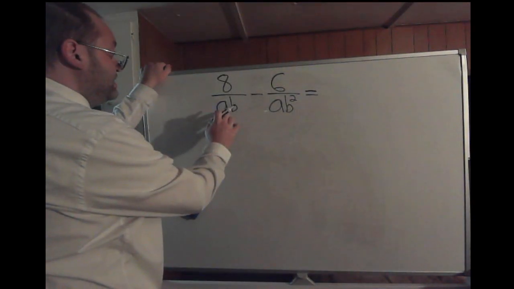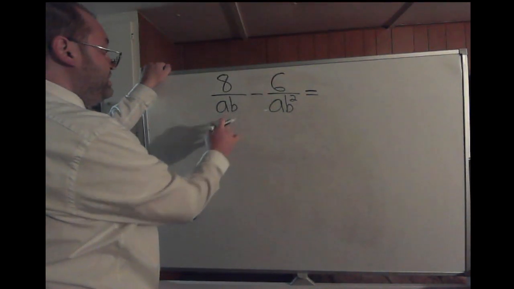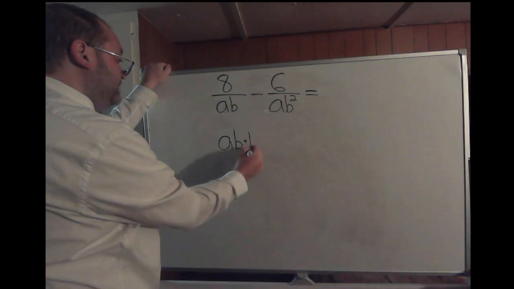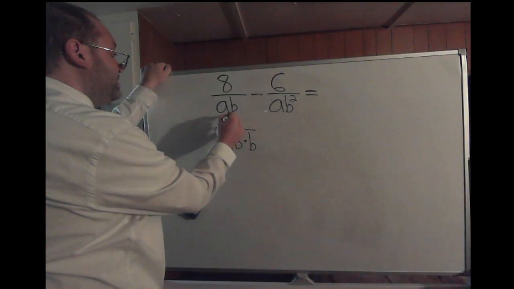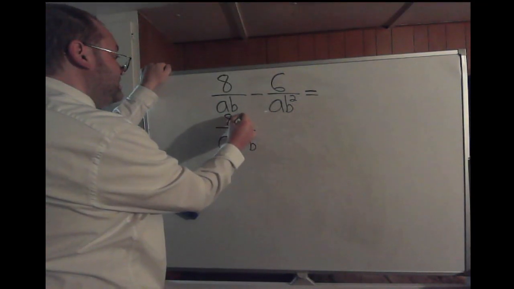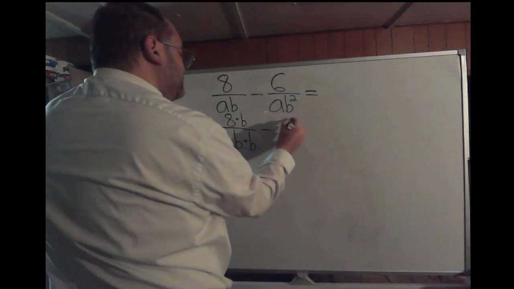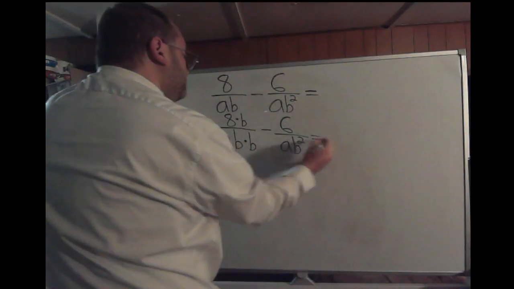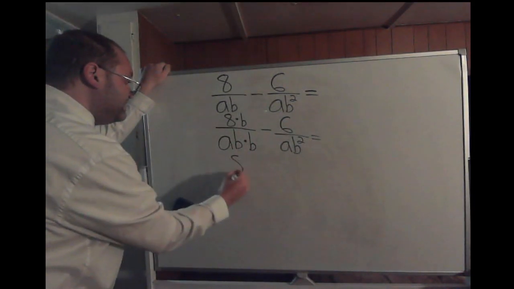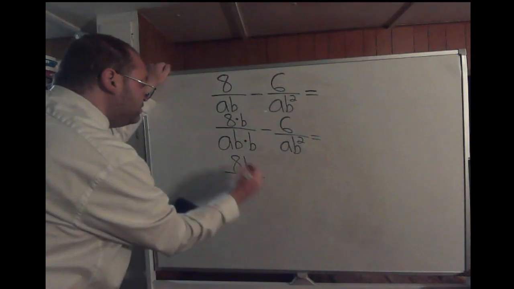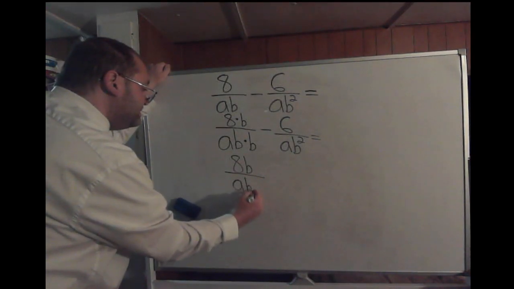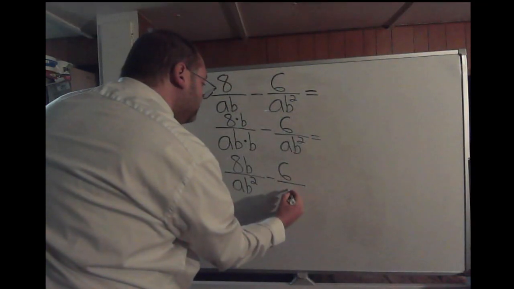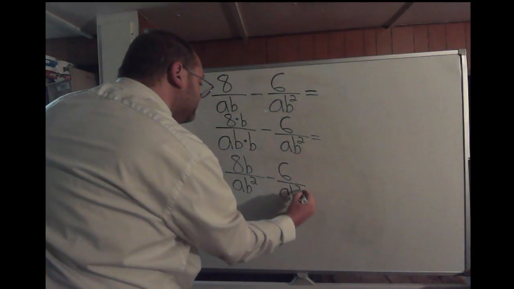So, in order to make AB turn into AB to the second, we got to take that denominator, multiply that by B, but what you do to the denominator, you got to do to the numerator. You'll end up having 8 times B, then all that minus 6 over AB to the second. Well, when we do the math here, 8 times B, that's 8B, all over AB to the second, minus 6, all over AB to the second.